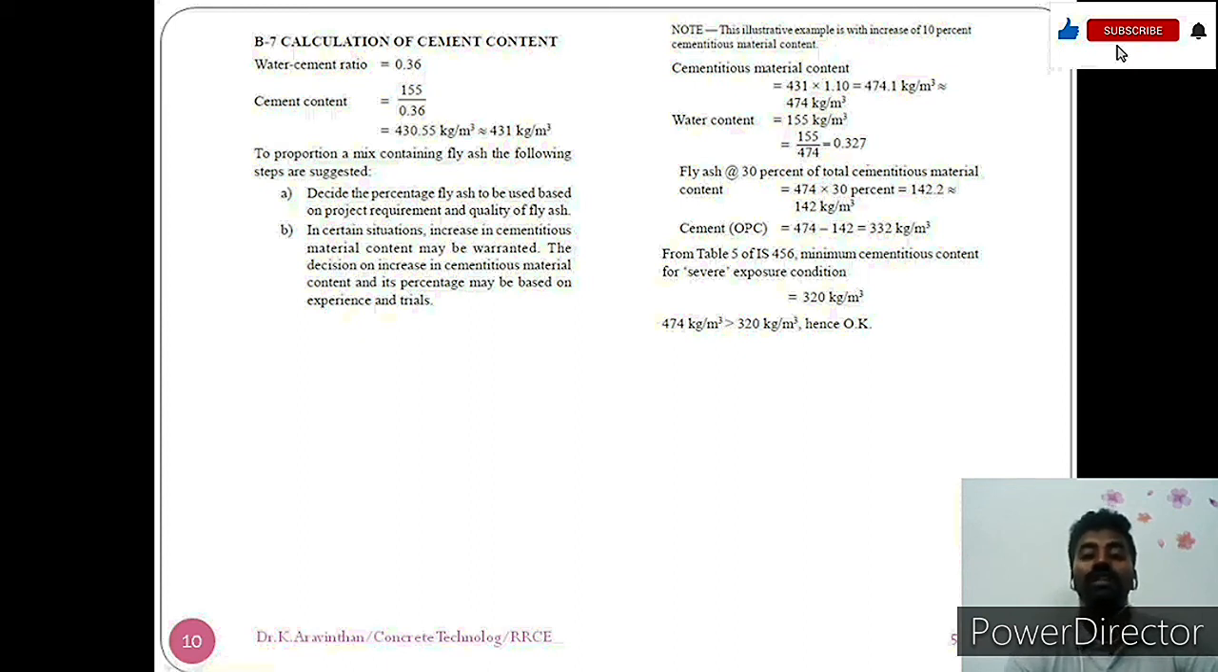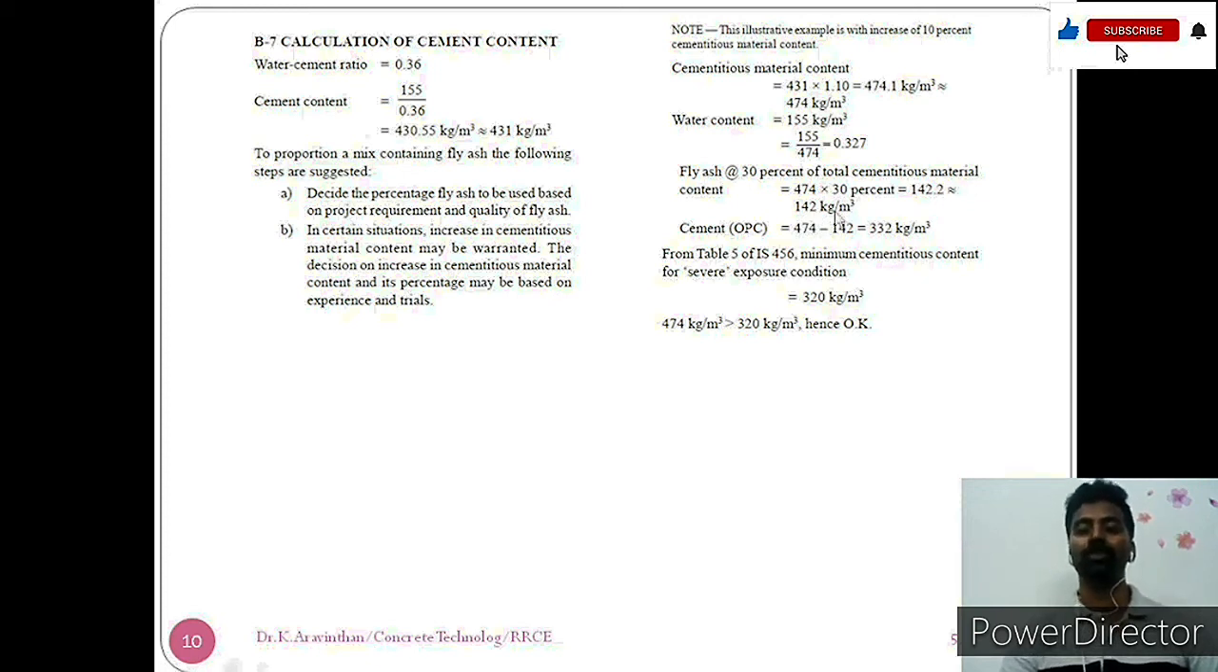So that is the difference in proportioning when comparing mix proportioning without admixture and with admixture. This addition you have to do when you are conducting a mix proportion. We can assume that 30% of fly ash is being used. If we multiply the cementitious content, that is 474, by 30%, we finally get 142 kg per meter cube of fly ash that can be used.